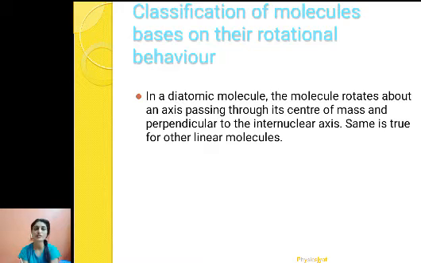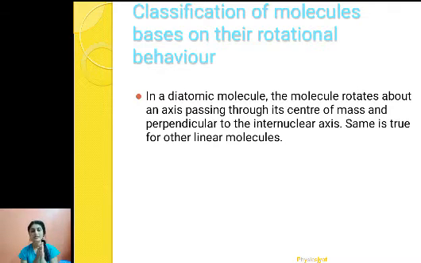Today we are going to study how molecules are classified according to their rotational behavior. Earlier, when we studied the spectra of diatomic molecules, our focus was on diatomic molecules. Diatomic molecules are linear molecules, so till now we have been studying linear molecules.